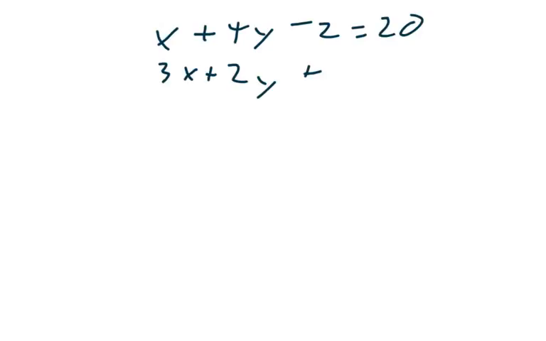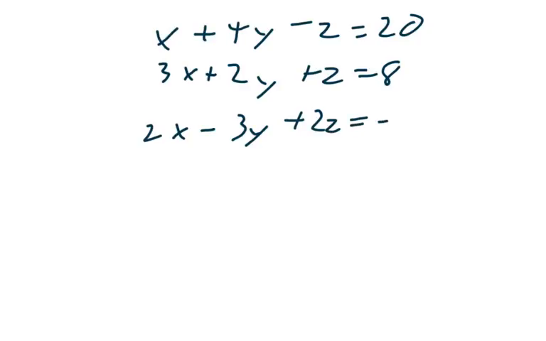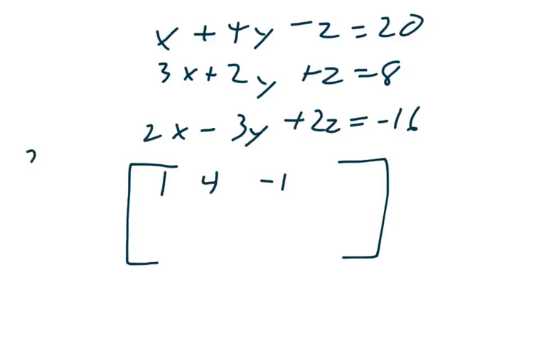For problem number 32, we got x plus 4y minus z equals 20, 3x plus 2y plus z equals 8, and 2x minus 3y plus 2z equals -16. So the best thing to do is use the matrix 1, 4, -1. Remember, it's 3 by 4 in case your calculator is not on 3 by 4. 20, 3, 2, 1, 8, and 2, -3, 2, -16.